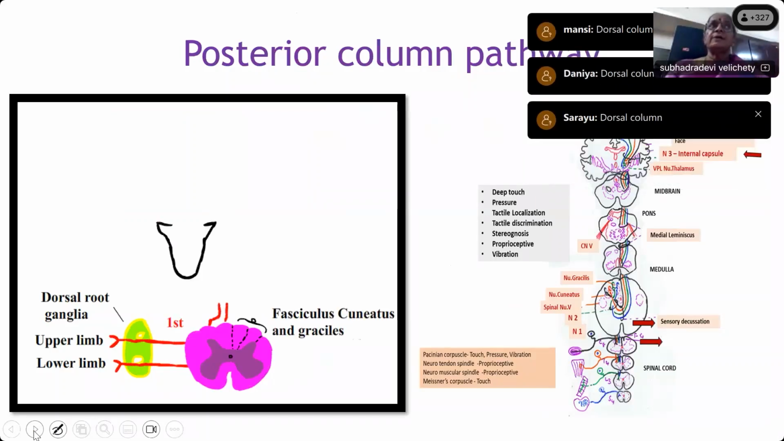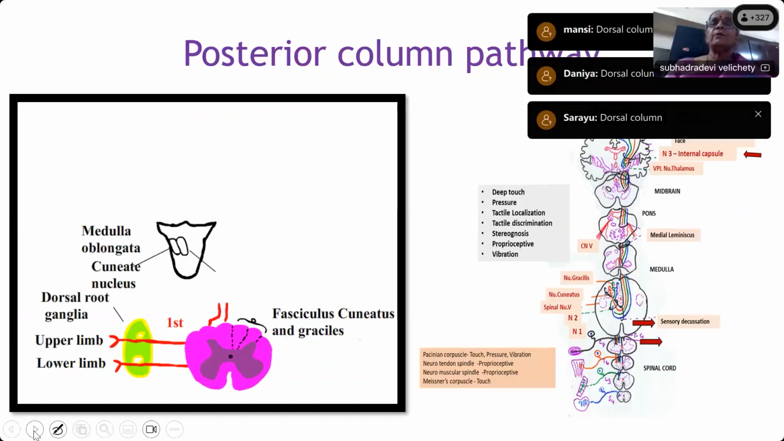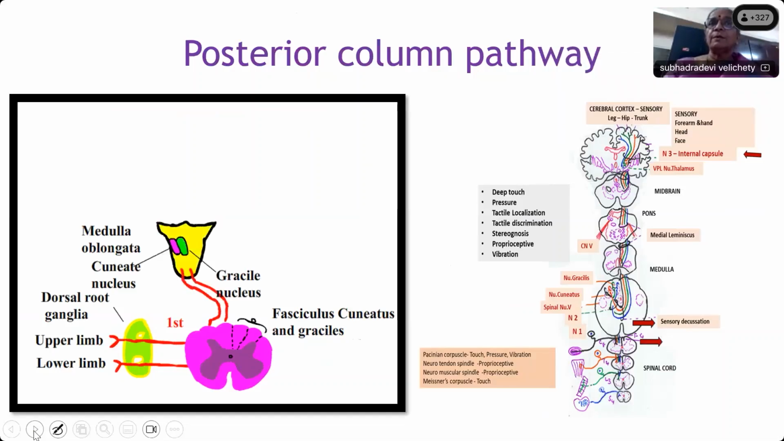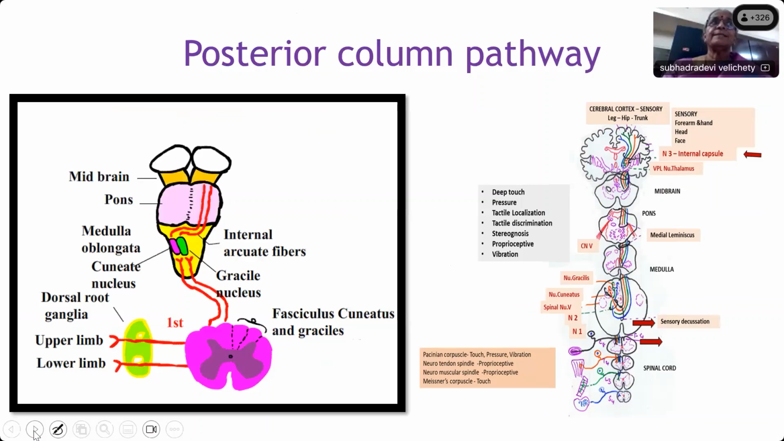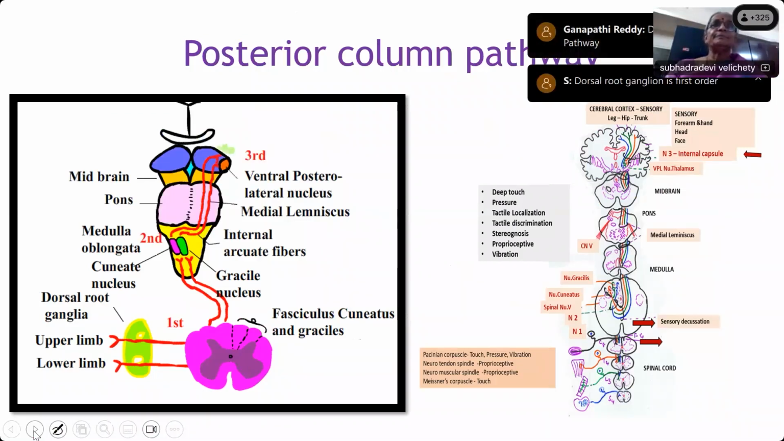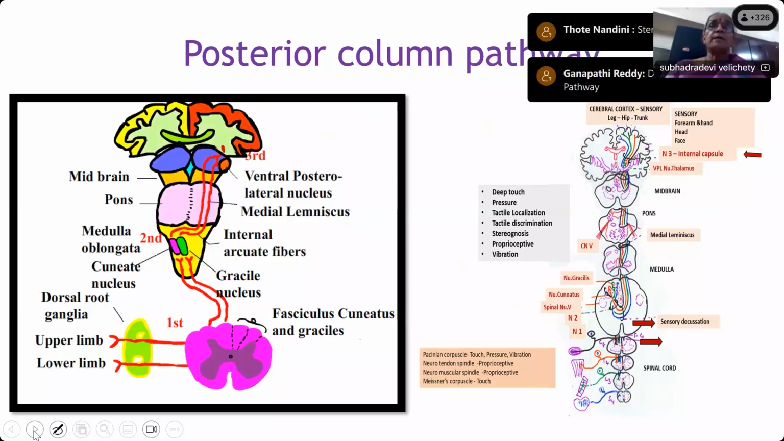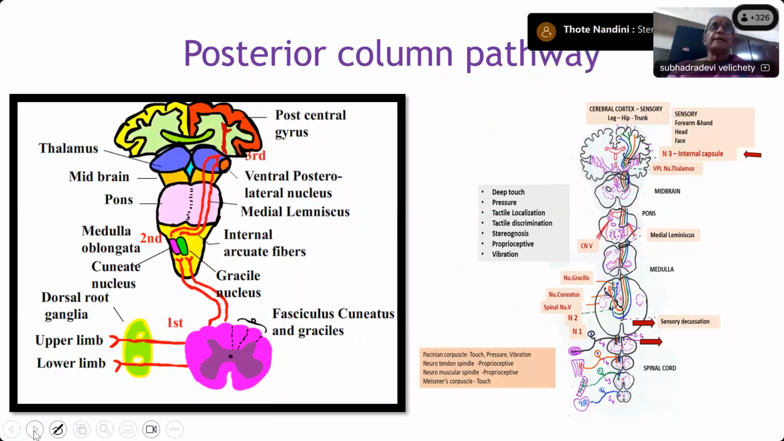Where is the first order neuron? Where is the second order neuron? Where is the third order neuron? This flowchart should be able to give you a clue. Yes, you got the clue? You are getting the clue? Still not completed. Okay. Yes. Where it is crossing and what is its importance. Okay. And the same diagram.